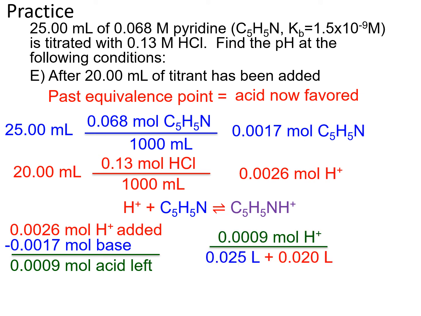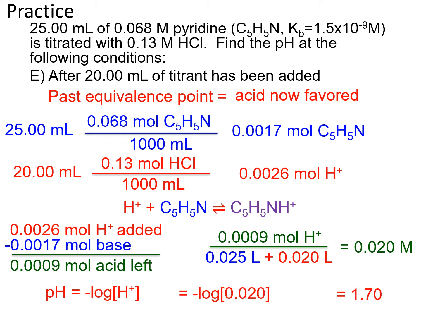0.0009 moles. I can then get a molarity of my hydronium concentration in order to figure out pH. Again, remember the difference between going from moles to molarity in order to figure out what the pH is. So I'll add my 25 and 20 milliliters. I now have a molarity of my solution. With the molarity, I can take the negative log and turn that into pH. And notice here, we've added a lot of extra acid. We have an excess of it. We should start to see a pH that's very acidic.